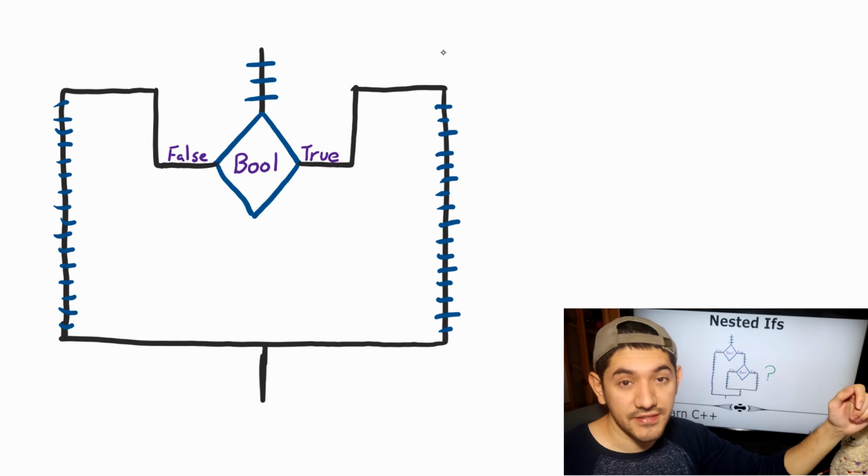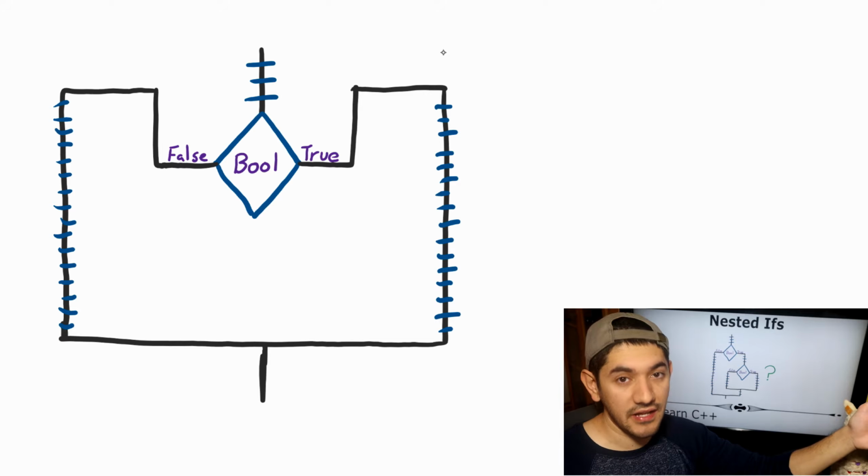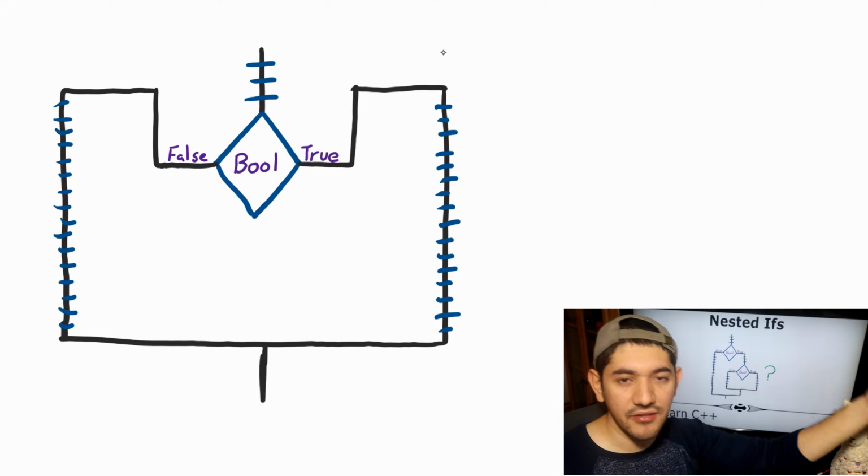Welcome. Let's talk about nested ifs. So now we know how to code the selection program instruction using the if and else statements. However, sometimes we need to make a decision inside of another decision.